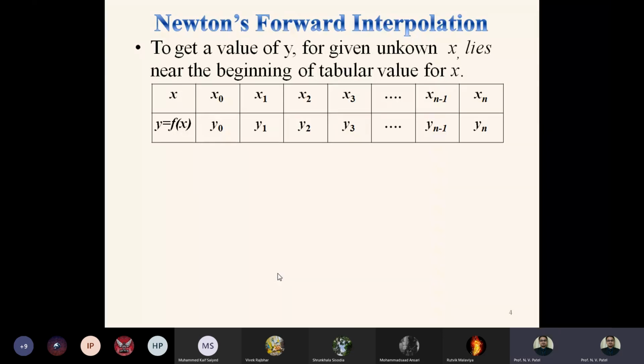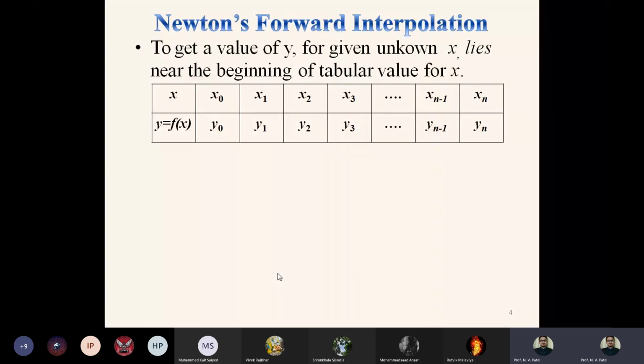Now in this practical number 3, our first method is called Newton's forward interpolation. Now is this screen visible to all of you? Yes, sir. Okay.